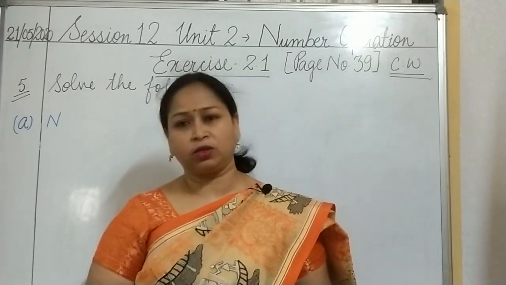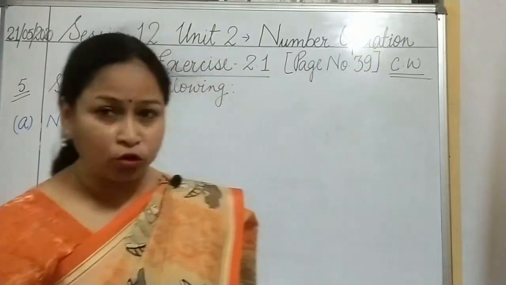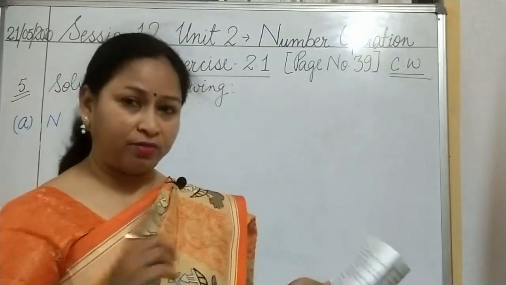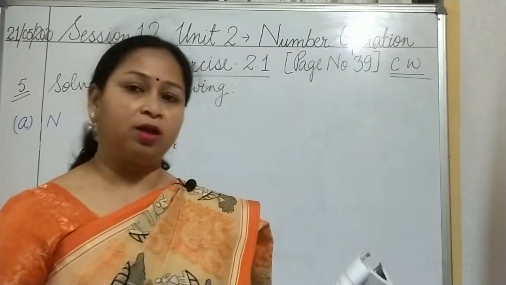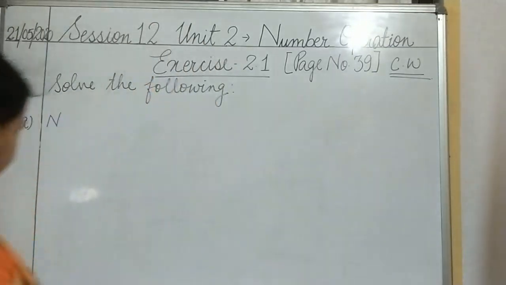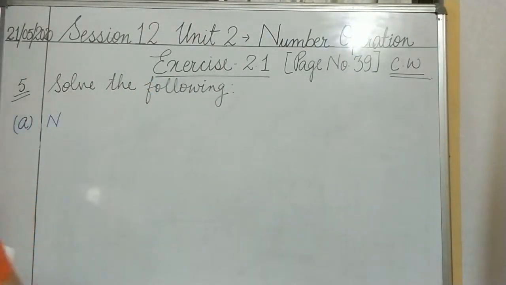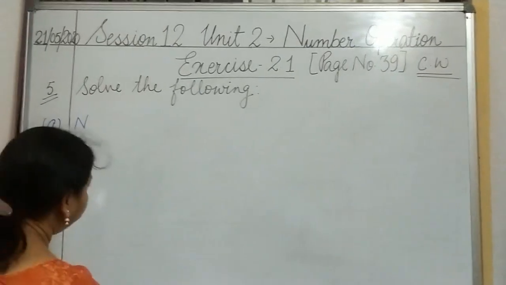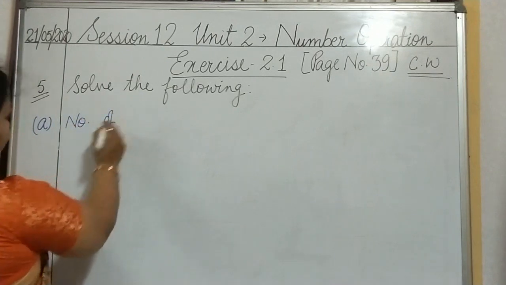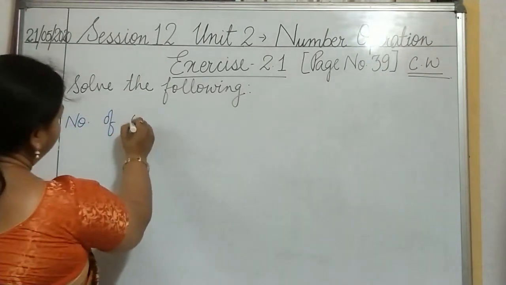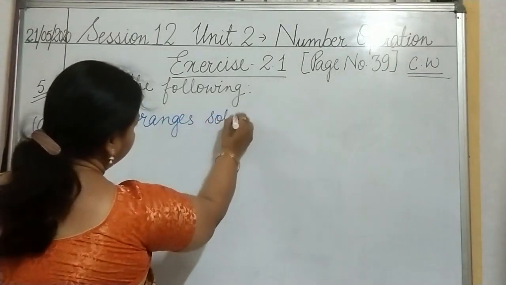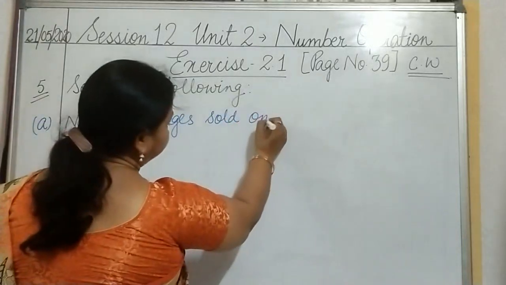So how will you write the statement for this, children? Okay, I'll show you how to write down the statement. I know that you have the book, so while I explain this statement, please have a look at the question also. So the first statement will be number of, I'm just writing the short form, number of oranges sold on first day.